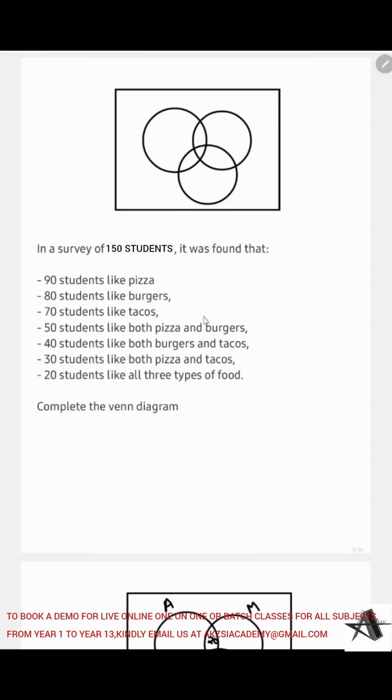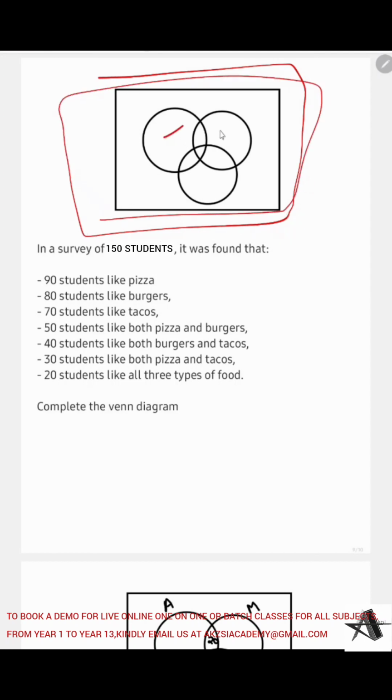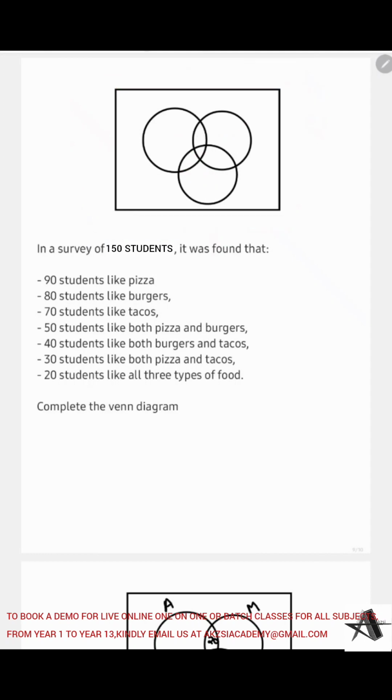In a survey of 120 students, it was found that, now we get to know that the total is 120. That means this whole rectangle, whatever I'm going to fill, whether here, here or here, they all add up to 120, because this is the total number of students that took part in the survey. This circle represents P, that's for pizza. This represents burger and this represents taco. So I have used their initials.